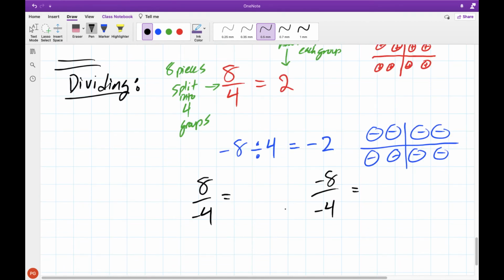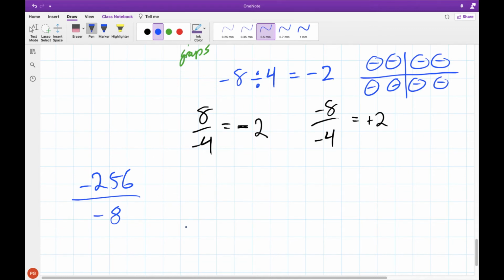But for now, we can use our rule. Notice that the top and the bottom have a different sign, so we know our answer will be negative. 8 divided by 4 is equal to 2. Here our sign is the same, so our answer is going to be positive. 8 divided by 4 is equal to 2.